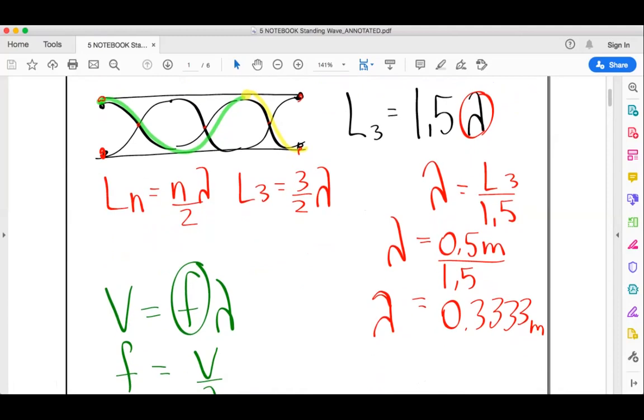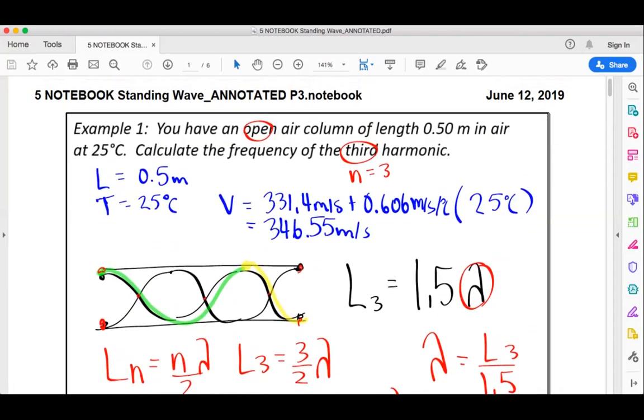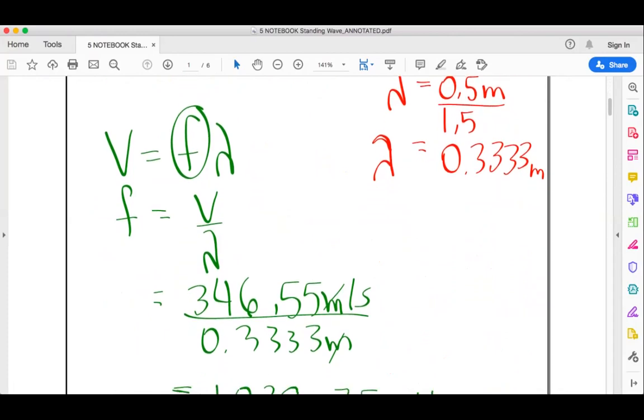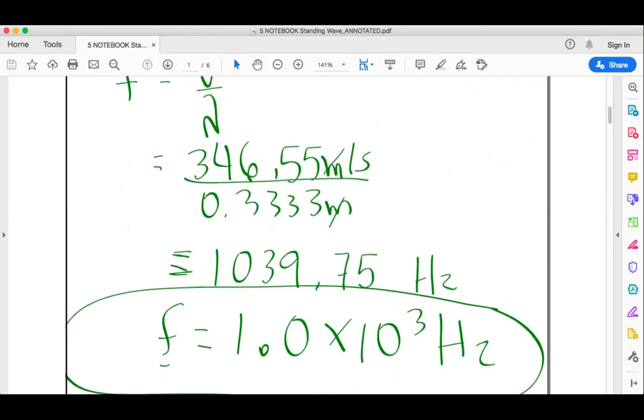If we know length equals 1.5 times lambda, and we know length, we can solve for lambda. Lambda equals length divided by 1.5, and we get 0.3333 meters for the wavelength. But we're asked for the frequency, not the wavelength. So we have to use our universal wave equation, V equals F lambda, to solve for frequency, and we do speed of sound divided by wavelength to get 1.0 times 10 to the 3 hertz.